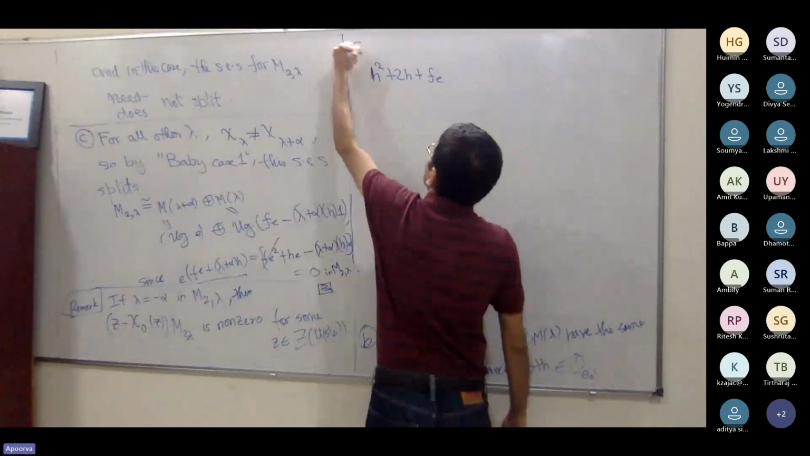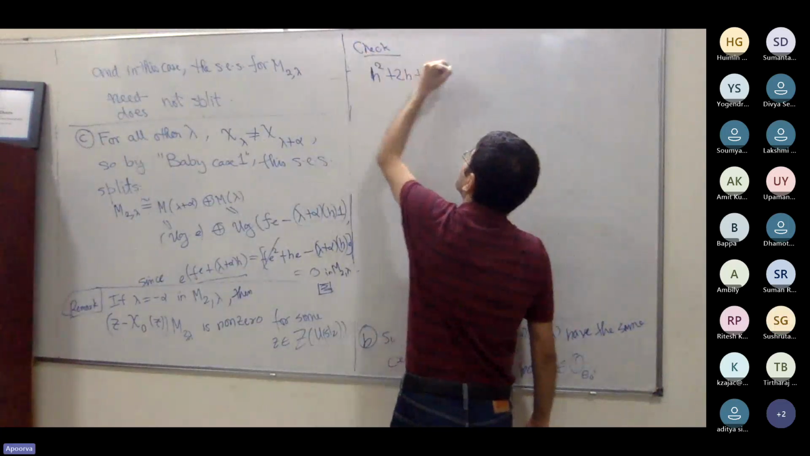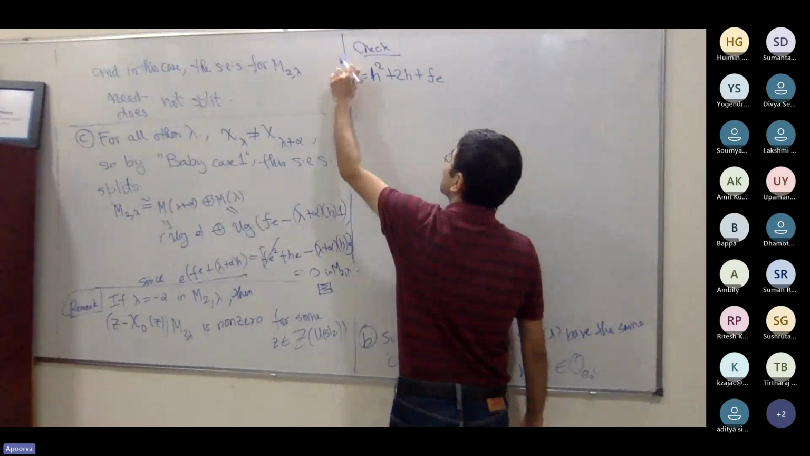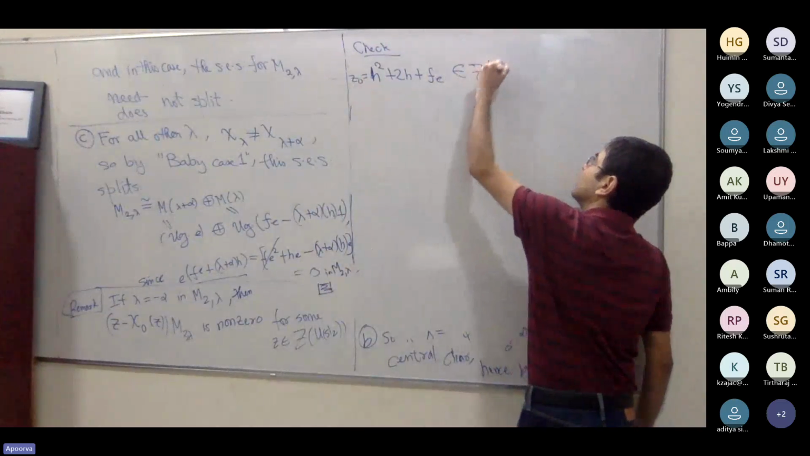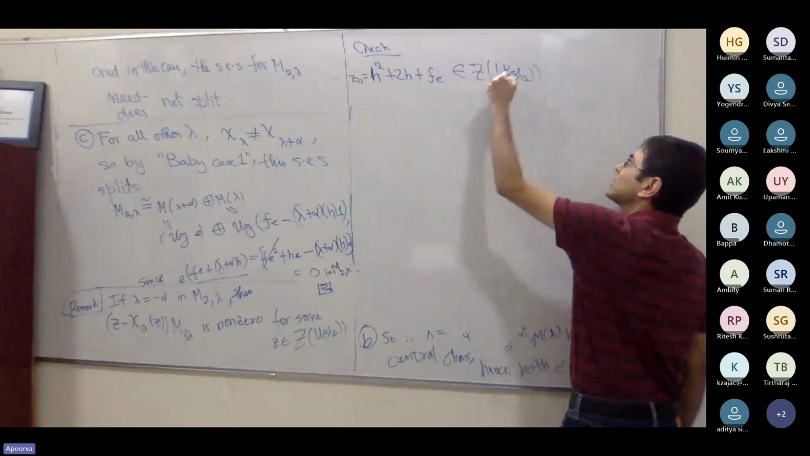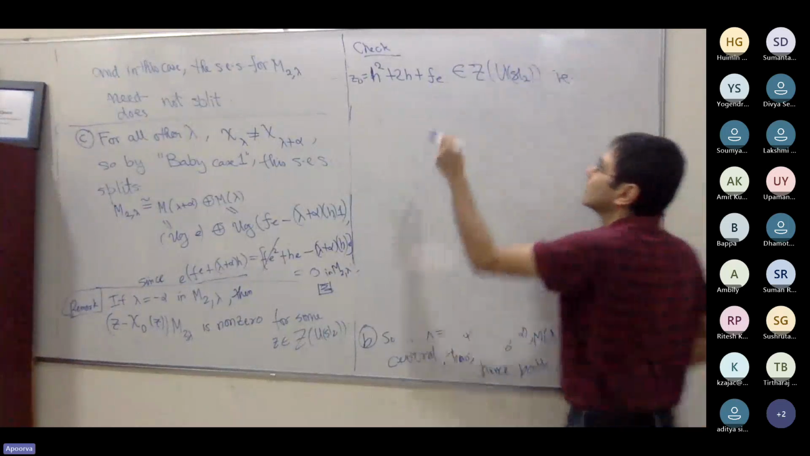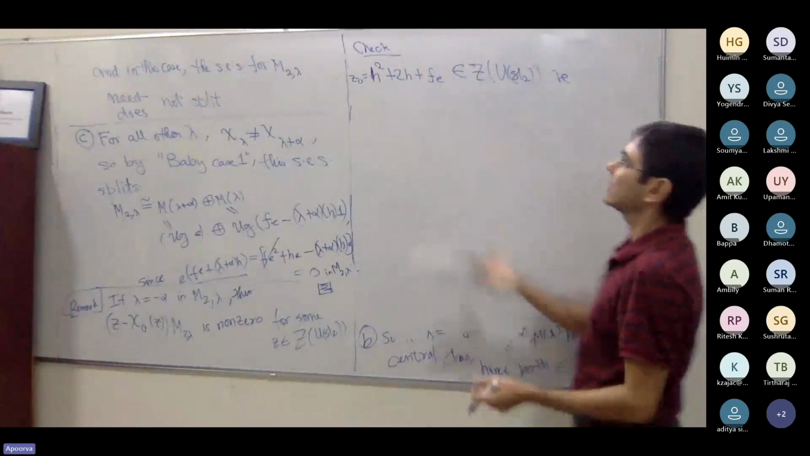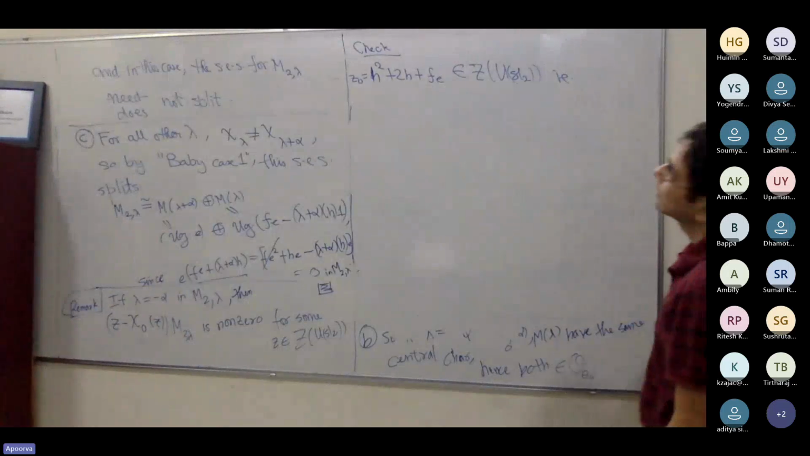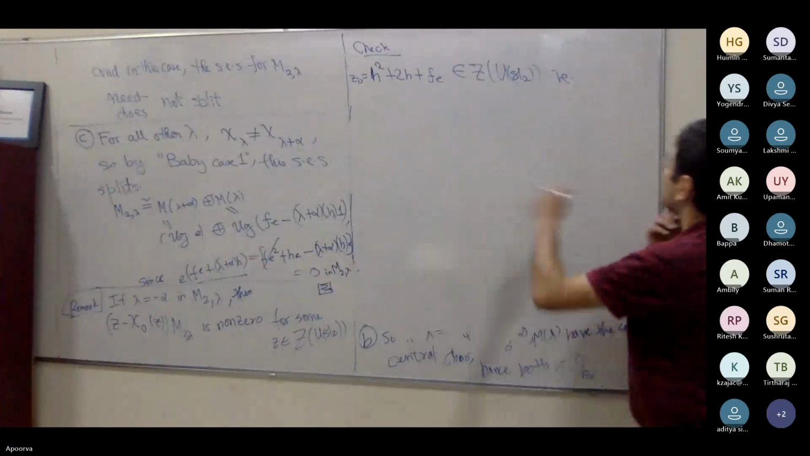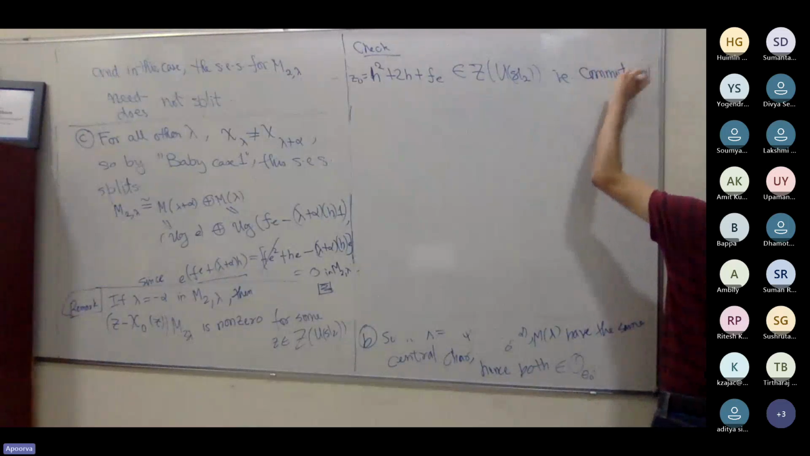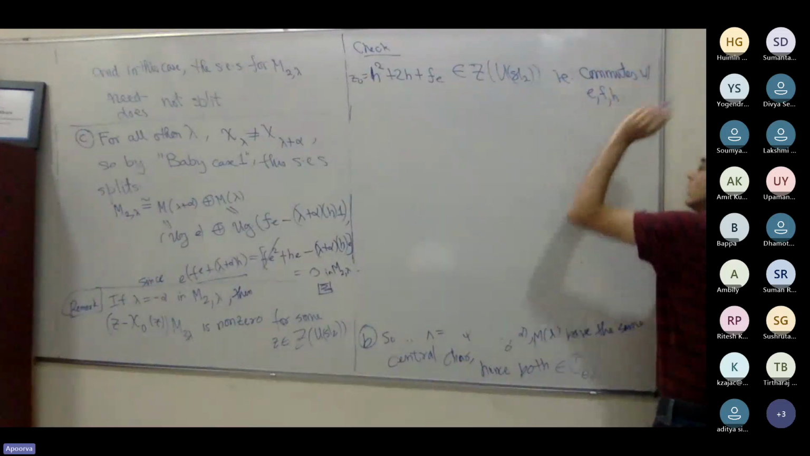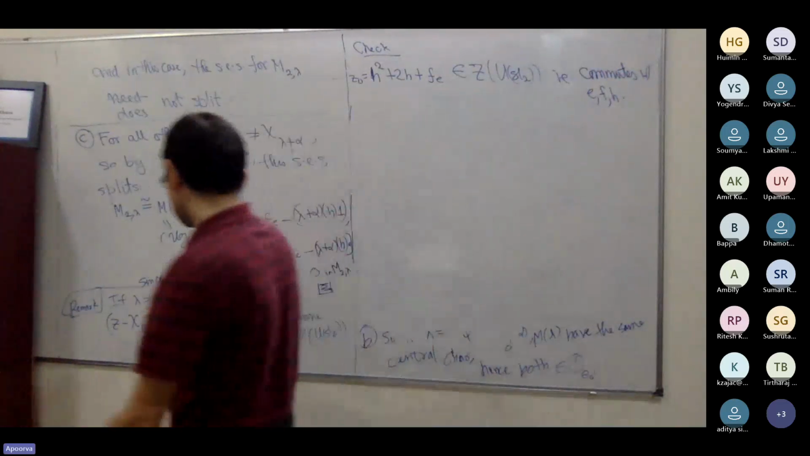I don't want to check this. So let's call this Z0. Z0 is our preferred element in the center that we use. It belongs to the center. How would you check such a thing? It commutes. So this clearly commutes with H, and you should check that it commutes with F and E. So let's check this element.